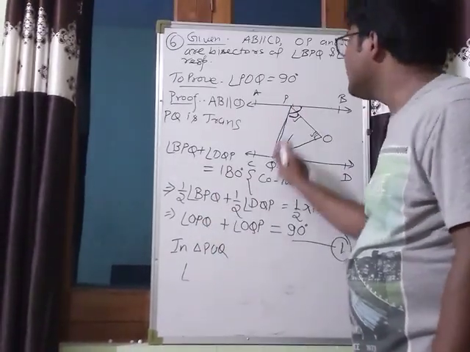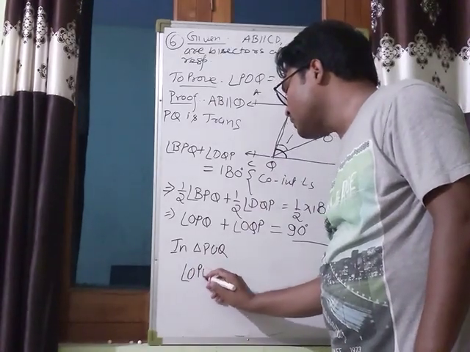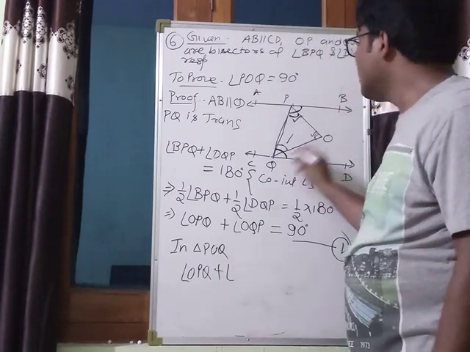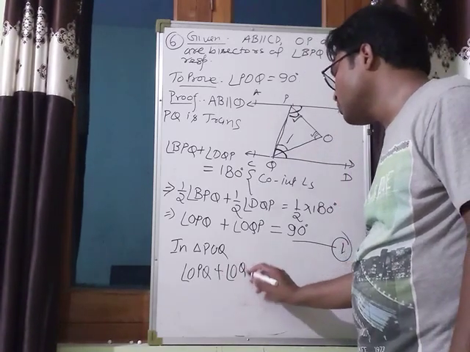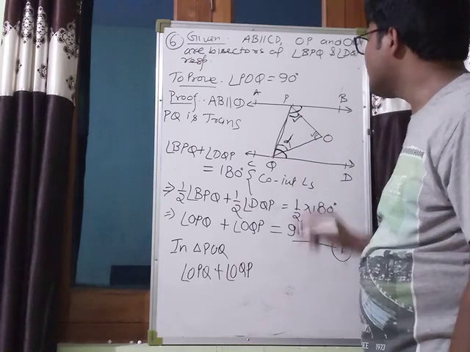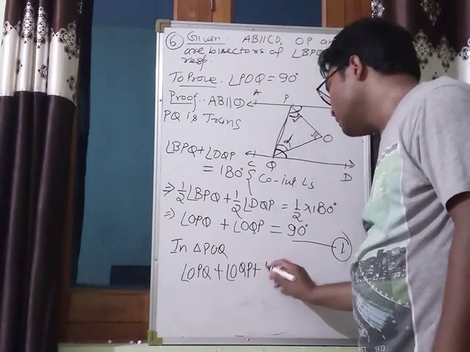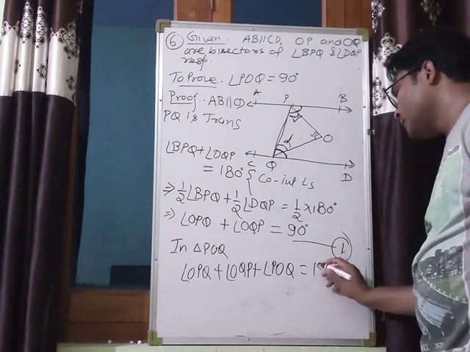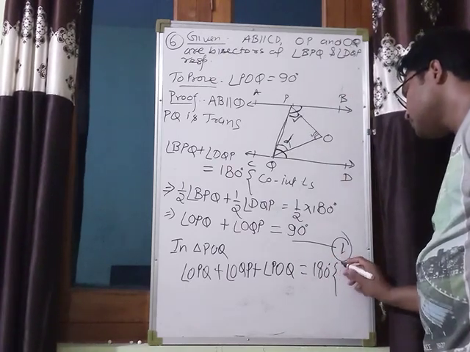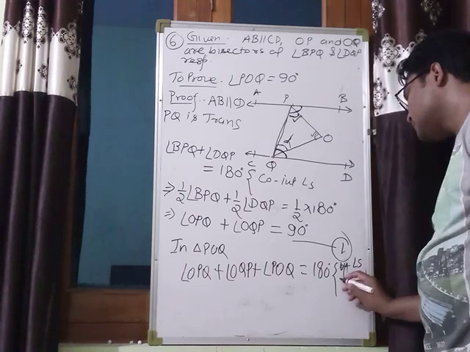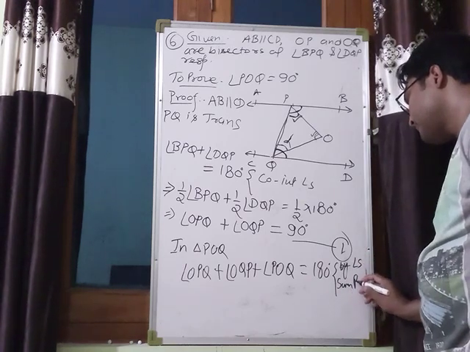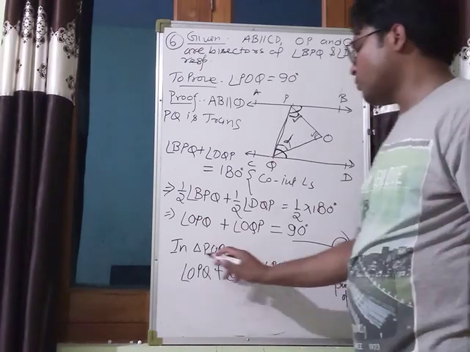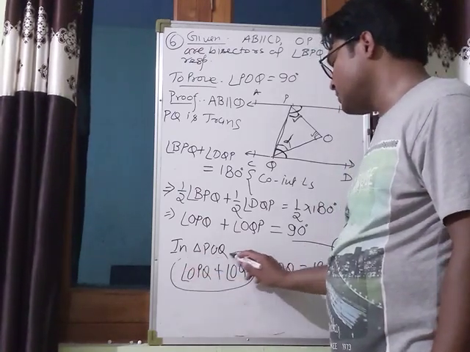Angle OPQ, this angle, angle OQP, this angle, and angle POQ, that is equal to 180 degrees by the angle sum property of triangles. Okay.